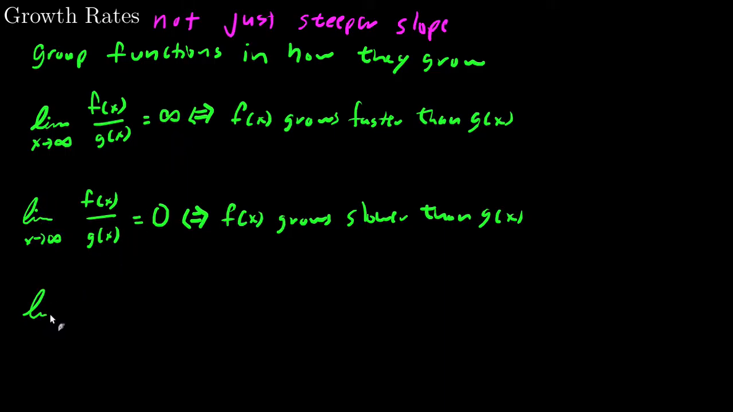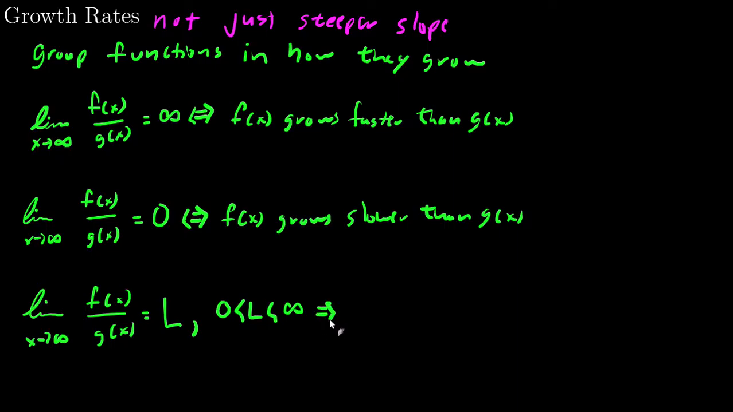But if the limit as x approaches infinity of f of x over g of x is equal to some limit L, where L is a positive, non-zero real number, so it's between 0 and infinity. It's not infinity, it's not 0, it's somewhere between there. Then we'll say that f of x and g of x grow at the same rate.